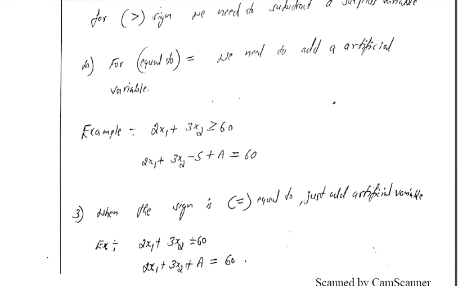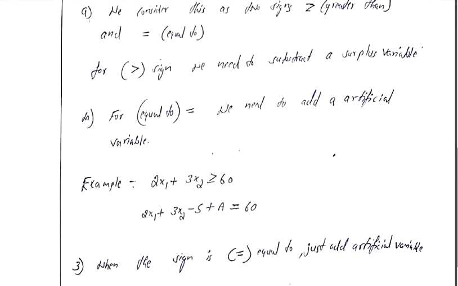This is the third condition: when the sign in the constraint is equal to, we just add an artificial variable. If you consider 2x1 plus 3x2 equal to 60 as an example, it becomes 2x1 plus 3x2 plus a, the artificial variable, equal to 60. While solving the problem, we will clearly understand why we use the greater than or equal to sign, why we add a slack variable, and why we subtract a surplus variable.